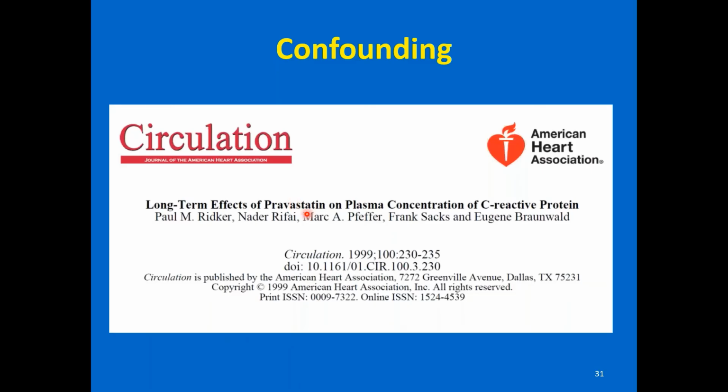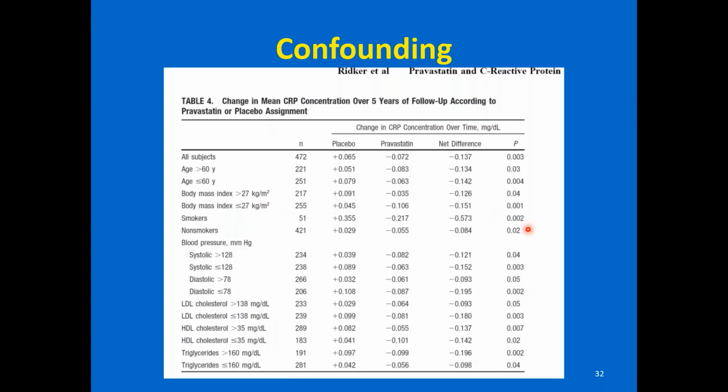For this example, I'm using a paper that was published in Circulation, a cardiovascular and cardiology journal, in 1999, so almost 20 years ago. It's about the effects of pravastatin on plasma concentration of C-reactive protein. Interestingly enough, Paul Ridker and Marc Pfeffer are leaders in the area of cardiovascular disease and lipid management. In table 4, these authors presented the main results by looking at the change in mean C-reactive protein concentration over 5 years of follow-up according to assignment.